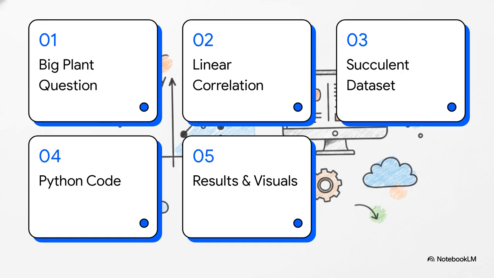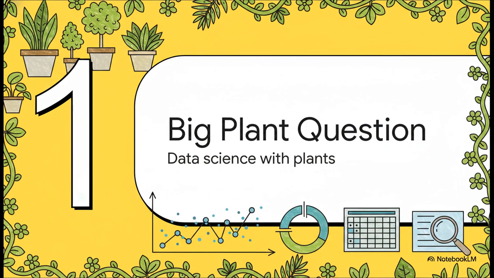2. Understanding linear correlation. 3. The succulent data set. 4. Writing the Python code. And finally 5. Results and visualization. So let's kick things off with Section 1, the big plant question, real-world data science with succulents.